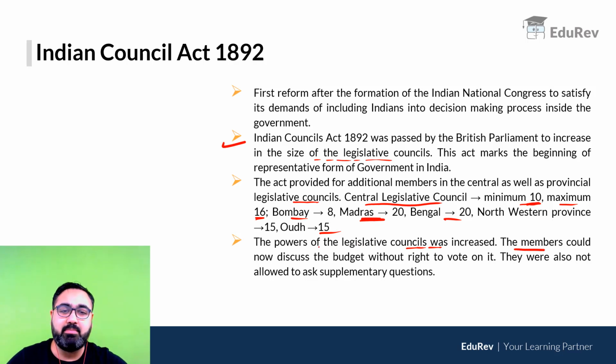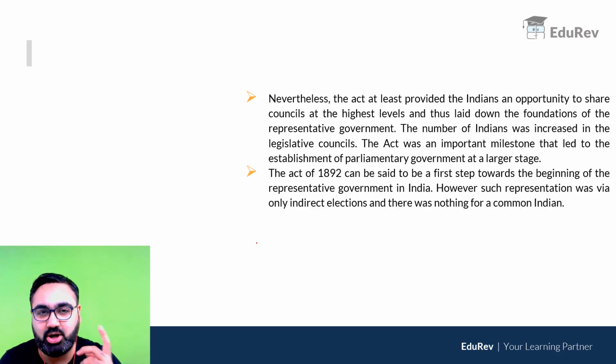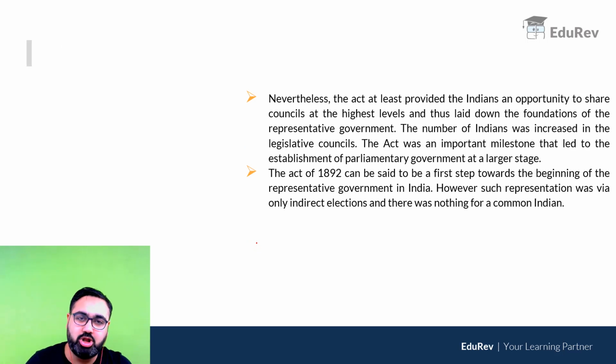That is, the members were now allowed to discuss the budget but did not have any right to vote and they could not ask any supplementary question. Now, this is a point which you must remember because this is asked in the prelims. In the 1892 Act, they could discuss the budget but they could not vote on it and they could not ask any supplementary questions.